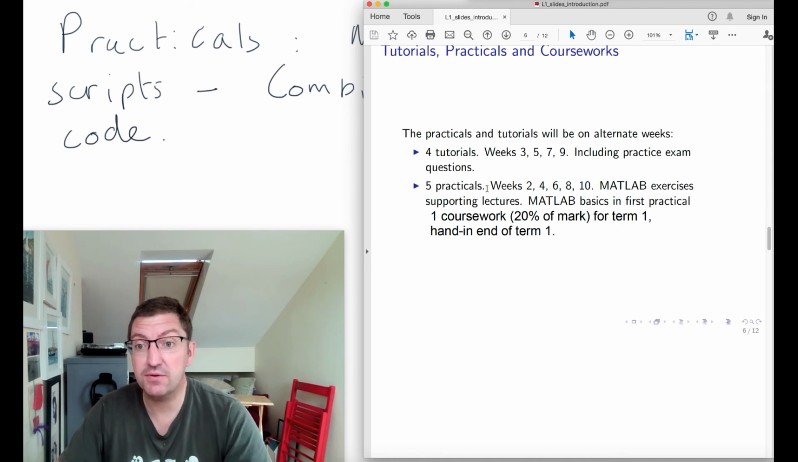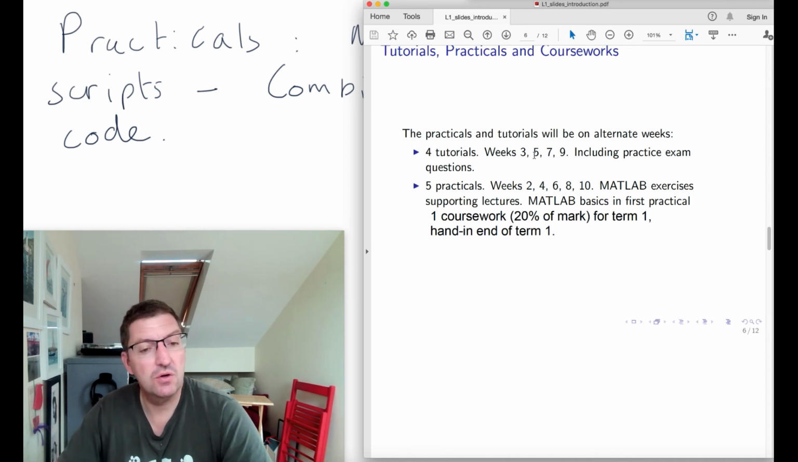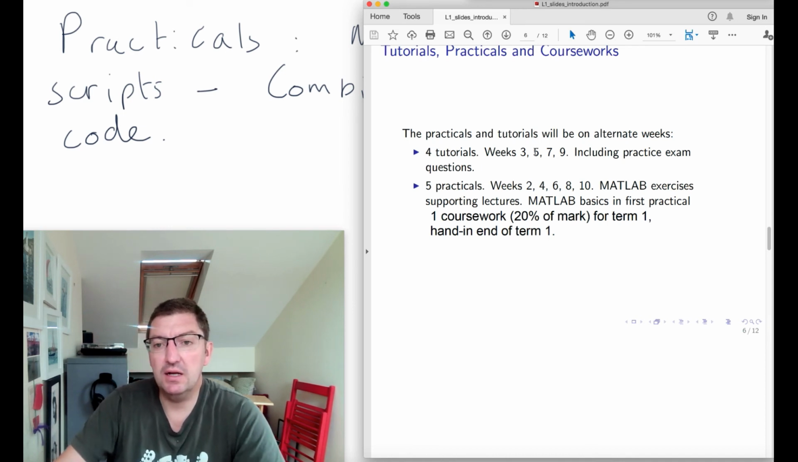We have 5 of these practicals that run on even weeks, 2, 4, 6, 8 and 10. The first one will be a MATLAB basics session, getting your feet under the table again with MATLAB and building confidence. Then each of 4, 6, 8 and 10 will correspond to each of the topics, the root finding, ODEs, etc. Alternating with that, we have tutorials which are basically past exam questions. Again, I'll give out the sheets for that, and we'll try and go through those in any live sessions.